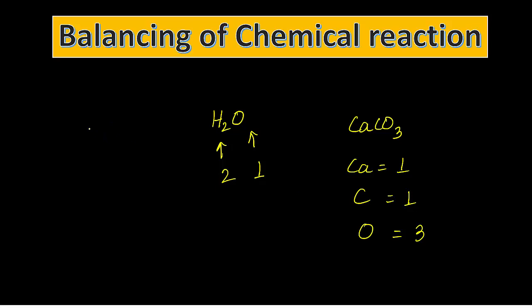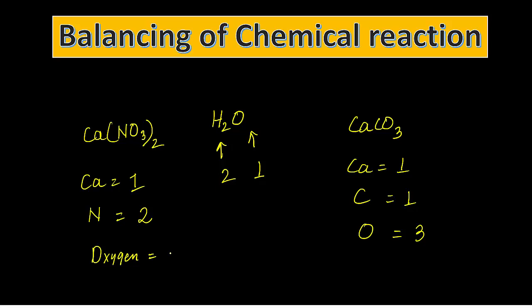Now, for example, calcium nitrate, Ca(NO3) whole twice. So now tell me, how many calcium atoms are there in the molecule? Only 1. How many nitrogen atoms are there in the molecule? This is number 2. And how many oxygen atoms are there in the molecule? This is number 3 into 2, that is 6.